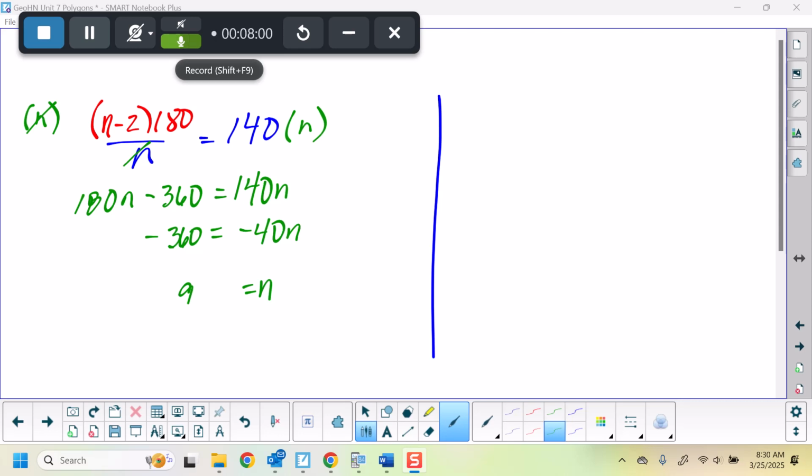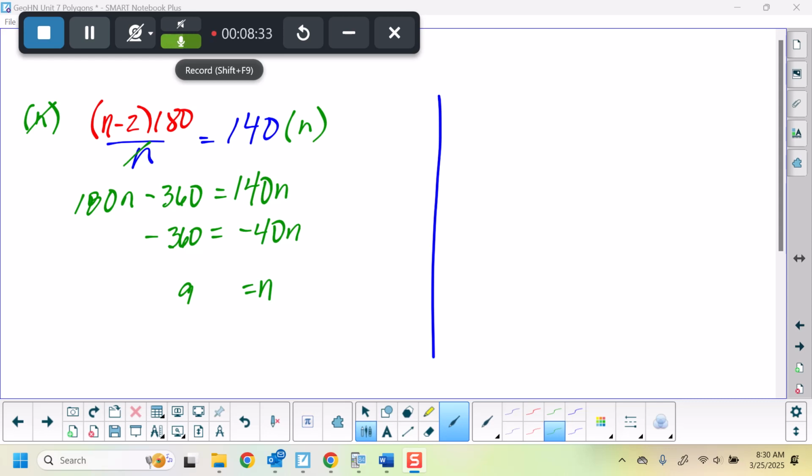All right, come back. Here's the algebra. My number of sides minus 2 times 180 divided by my number of sides is equal to 140. It's the measure of each individual angle. My first step is to multiply each side by my denominator, and these n's cancel out, and that gives me 140n on this side. I distribute my 180, and I get 180n minus 360 on this side.